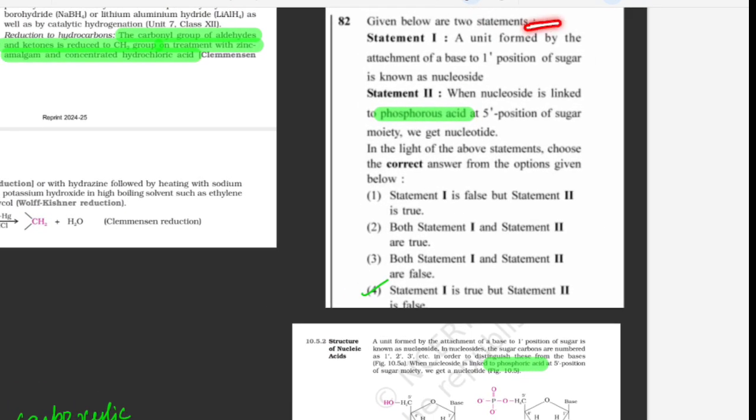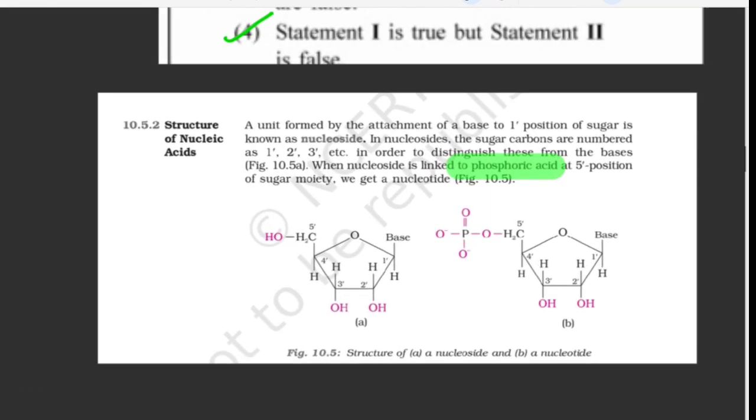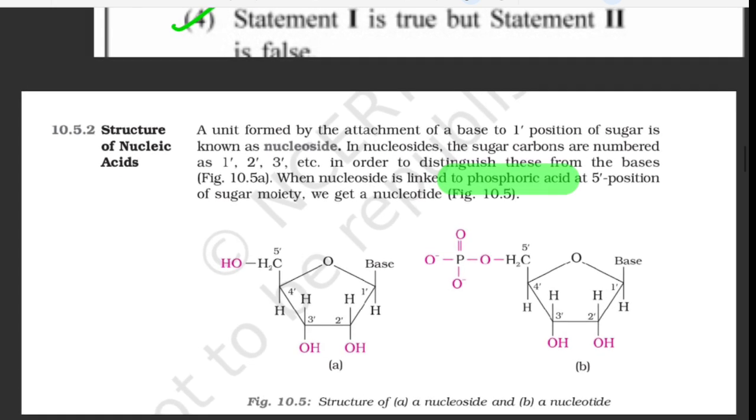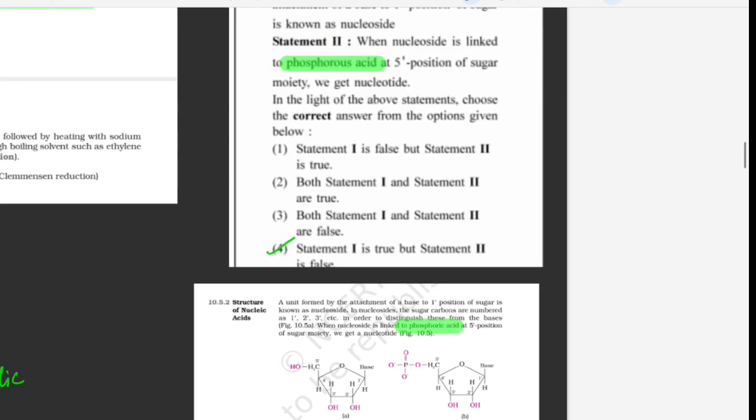Given below are two statements. Statement 1: A unit formed by attachment of a base to first position of sugar is known as nucleoside. So this is from biomolecules. You can see the definition for nucleoside. A unit formed by the attachment of base to first position of sugar is known as nucleoside. So directly from here it is taken. So definition. So first statement is correct.